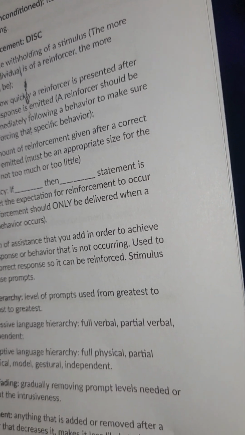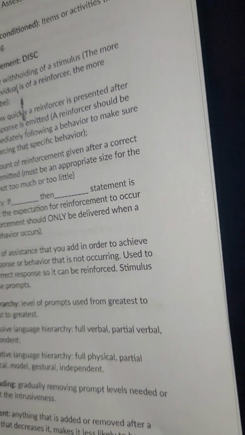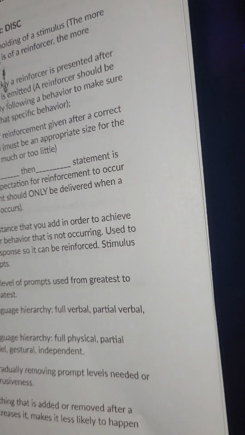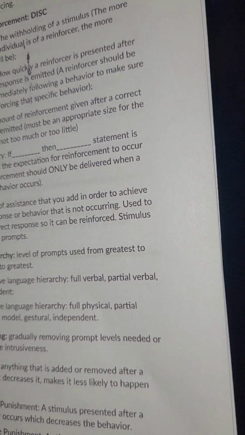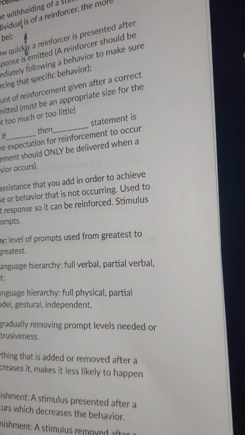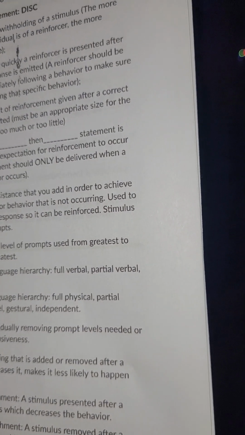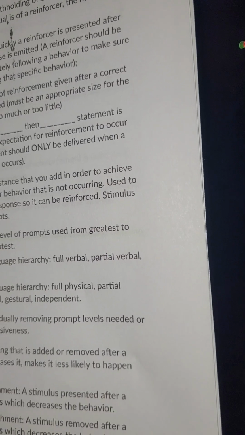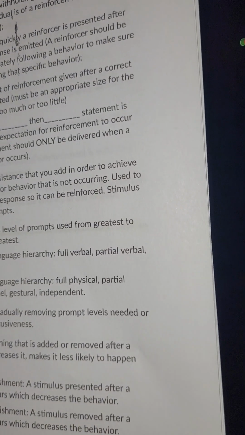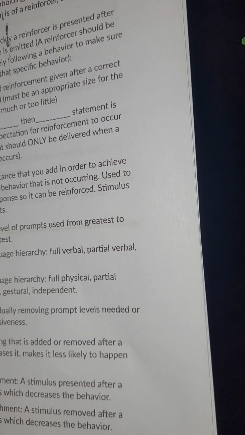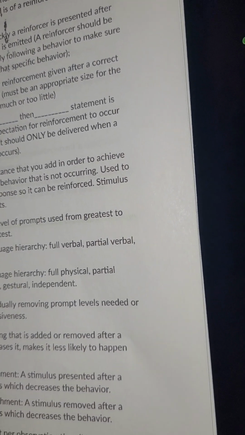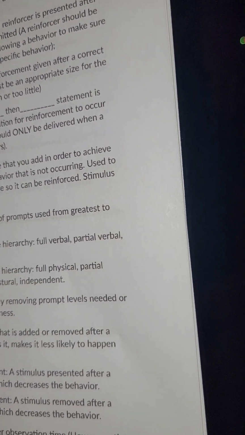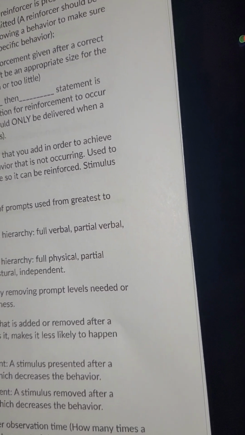Stimulus and response prompts. Prompt hierarchy, the level of prompts used from greatest to least or least to greatest. Expressive language hierarchy: full verbal, partial verbal, and independent. Receptive language hierarchy: full physical, partial physical, model, gestural, and independent.